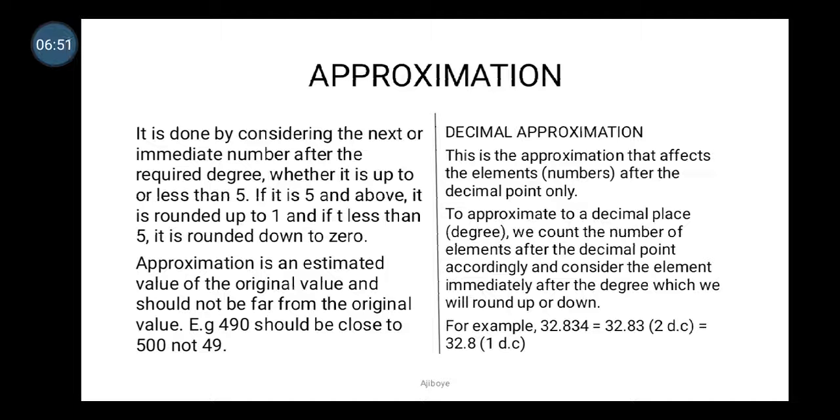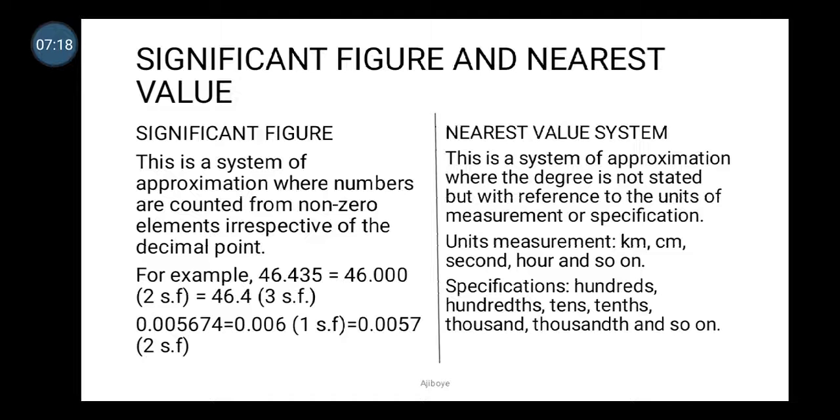All right, so you see that after the 8 there are no other digits. Whenever you are approximating to a decimal place, you should only write a number that stops at the required decimal place. Okay, so 32.8 is to 1 decimal place because there is only 1 digit after the decimal point. Significant figure and nearest value.